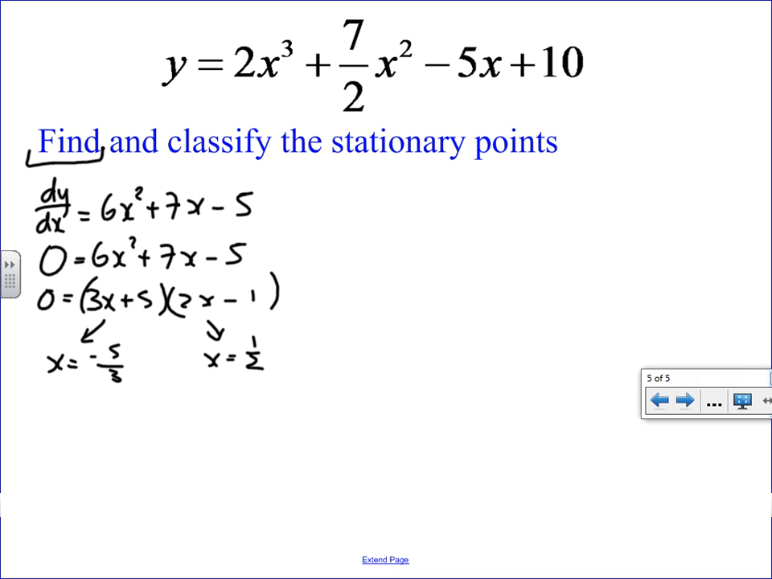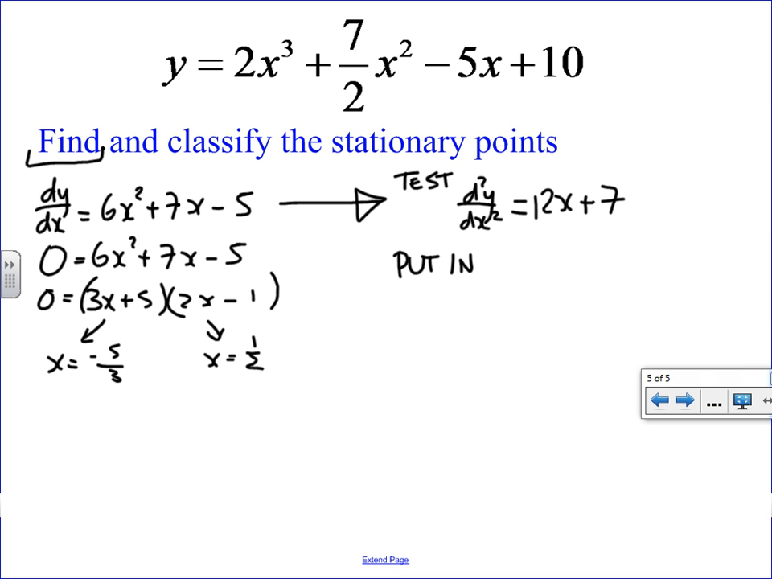So we know that these are stationary points, but we don't know which one's maximum, which one's minimum. So what we do is we create the test function. So the tester is the second derivative. So we differentiate the derivative again. So we get d squared y by dx squared is 12x add 7. And we get that by differentiating the derivative, and then you put in, because obviously you have to put something into the test to test it. So we're going to put in, first of all, a half. And see what happens.